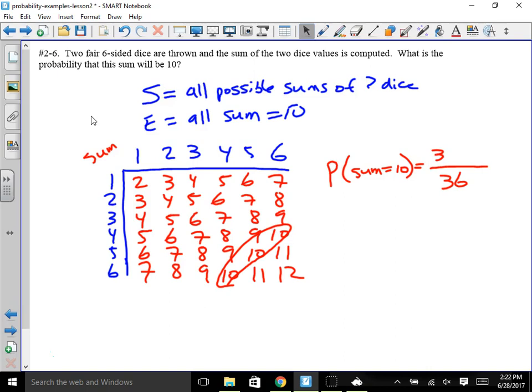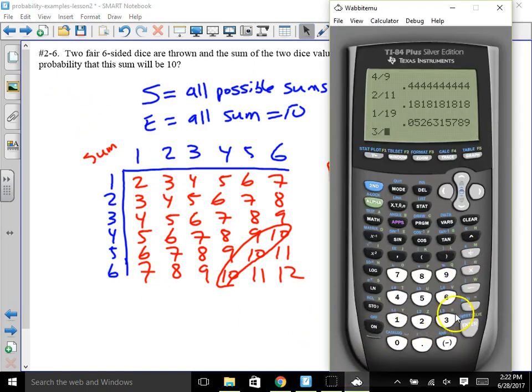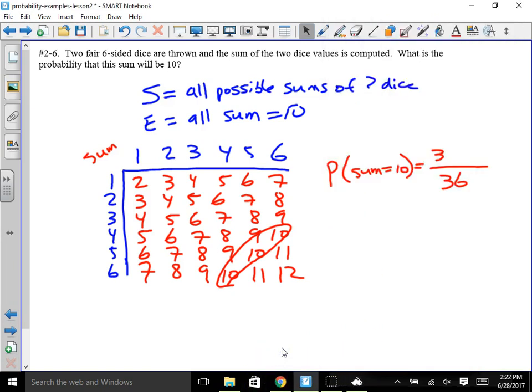3 out of 36. And if I were to use a calculator to get the decimal equivalent, 3 out of 36 turns out to be 0.0833. So it looks like just over an 8% chance that if I roll 2 dice and add their numbers together, the sum will be exactly equal to 10.